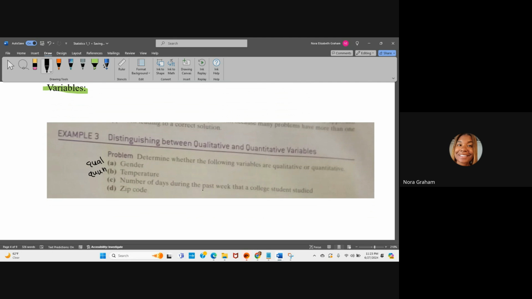Number of days during the past week that a college student studied. Again, that's going to be quantitative, because I'm able to count those. They're numbers that I'm dealing with. And then we have zip code. Even though zip codes are numbers, they're actually characteristics of something. They describe where you live. So that's going to be qualitative.